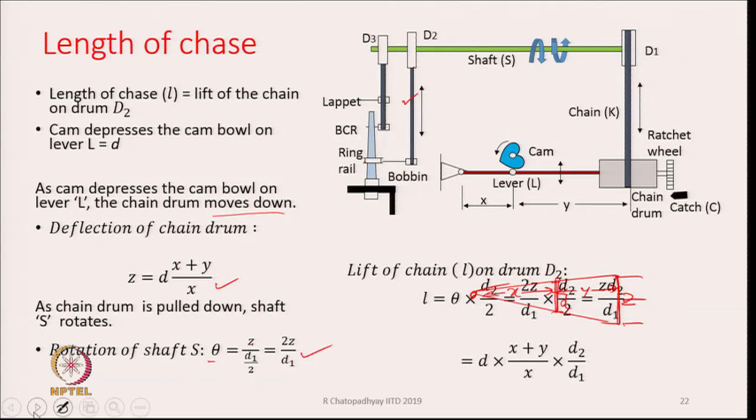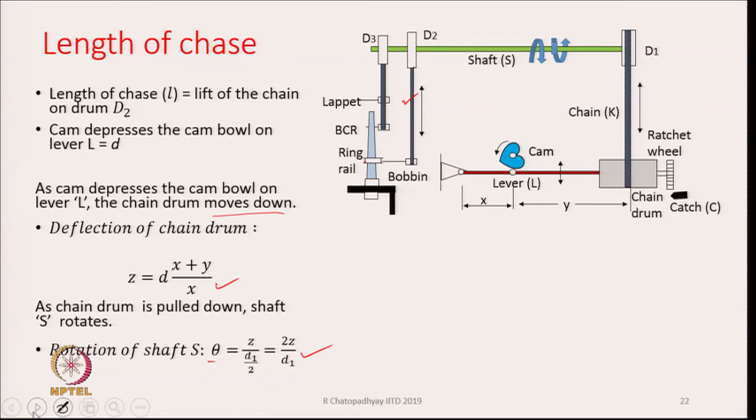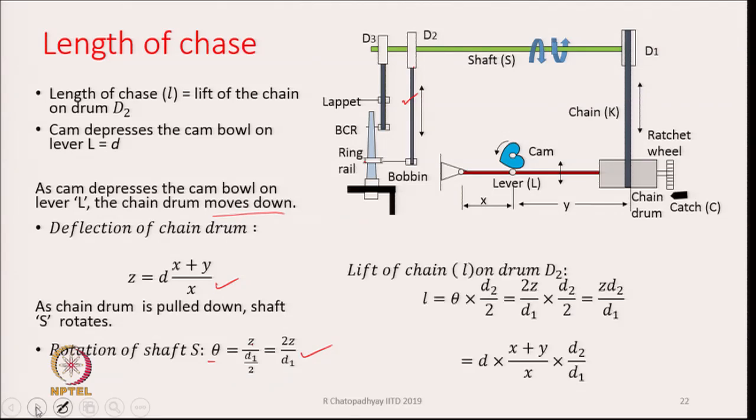From there, we can find out, if you look at this, the lift of chain L is going to be theta into d2 by 2. If I know theta multiplied by d2 by 2, which is r, that is going to be the lift over here of this chain, which is equal to the chase length. So, if we replace theta by 2z by d1, and then multiply by d2 by 2, we get this relationship.